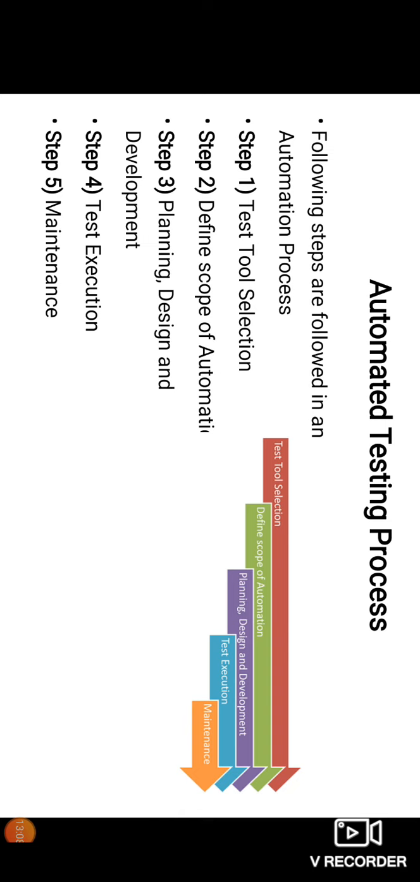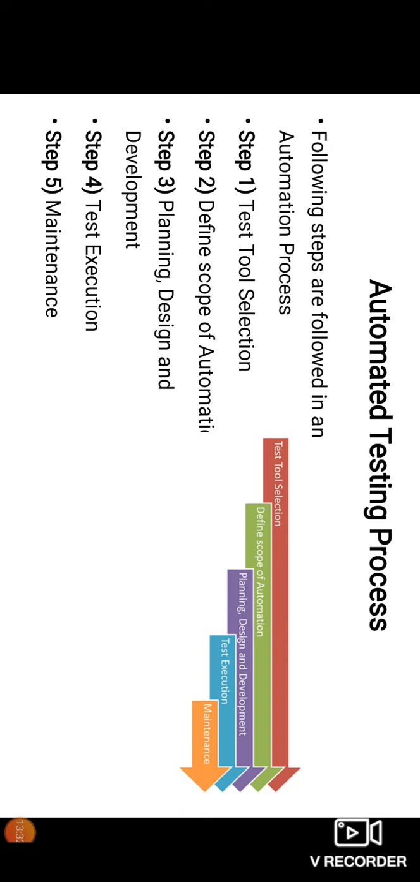Then, what are the different steps in the automated testing process? First one is I'll be selecting an appropriate tool that can automate the testing process. Then I got to define the scope, which portion of the code or which functionality of the application is going to be tested automatically, which features are going to be tested manually. So I got to define the scope for automation.